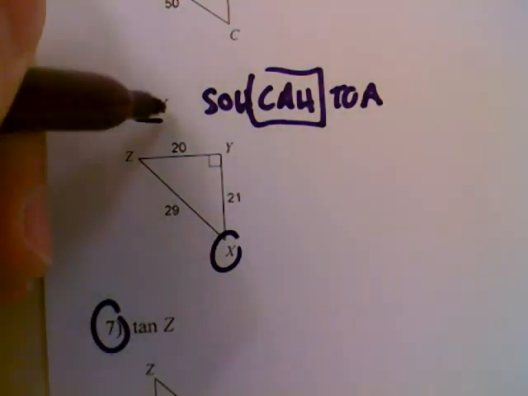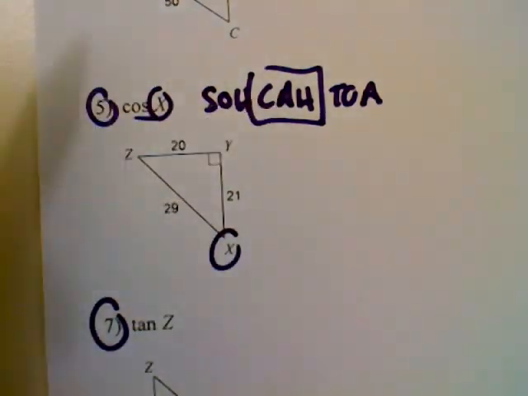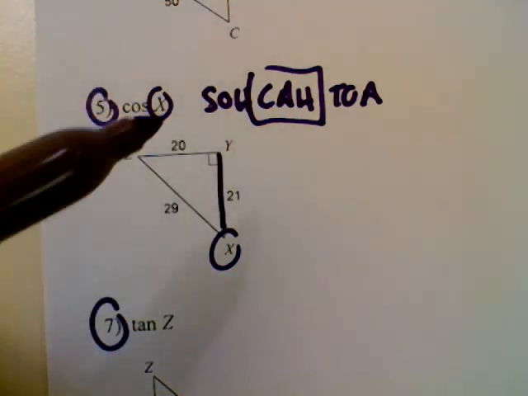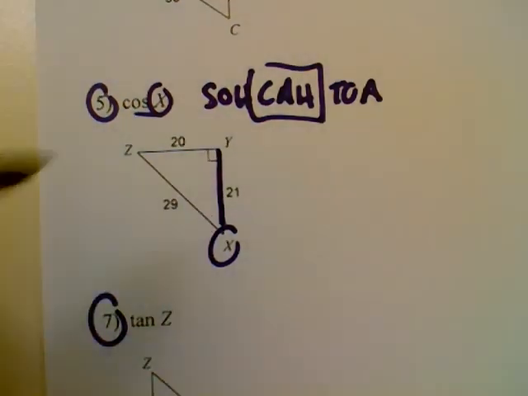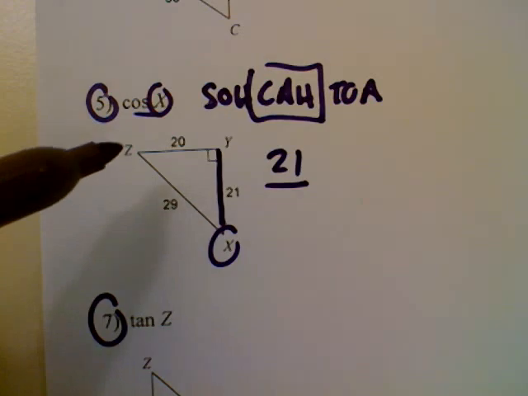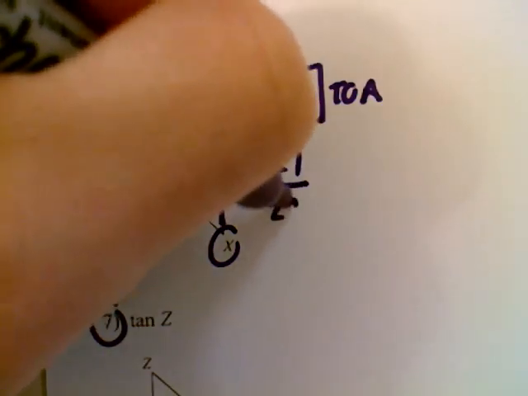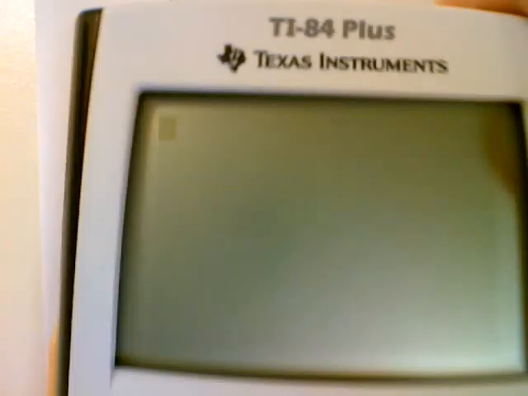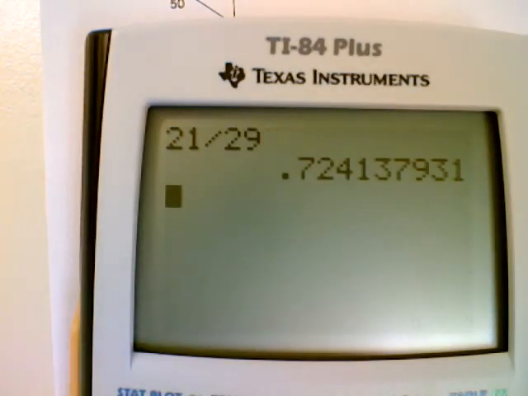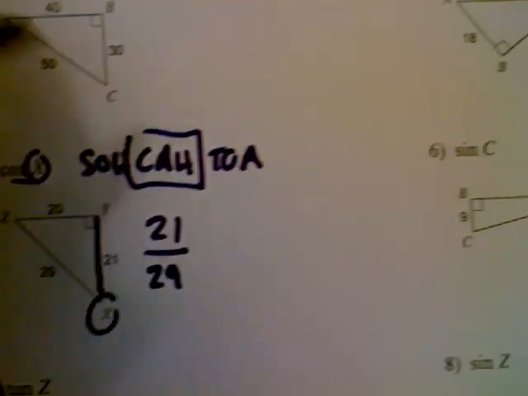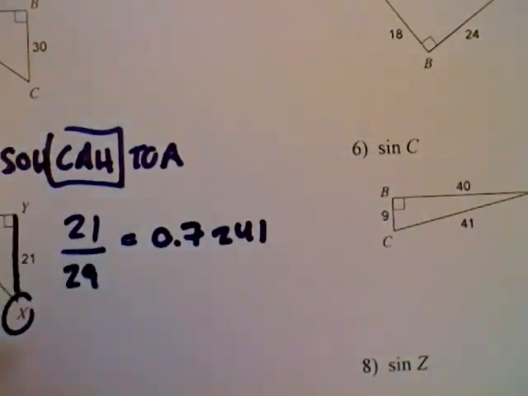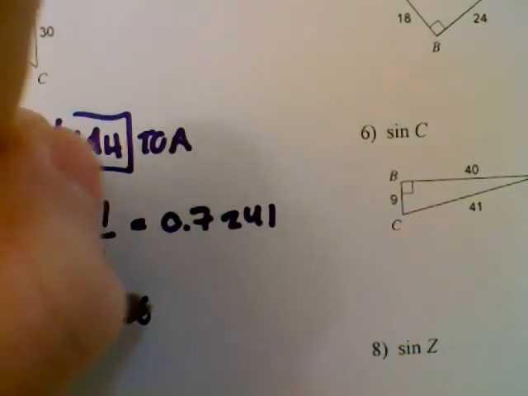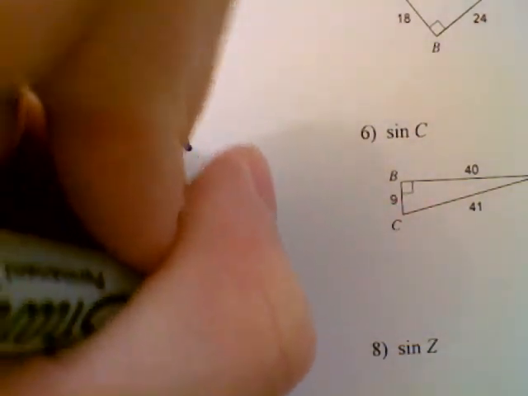With reference to x, which is the angle that it's asking us to look at, the adjacent side is 21. Now you might think that 29 is the adjacent side, but since this is across from the right angle, it's actually the hypotenuse. So the adjacent side is 21, and the hypotenuse is 29. If we figure out what 21 over 29 is, that should come out to 0.7241. So we should write out our answer: the cosine of x is equal to 0.7241.